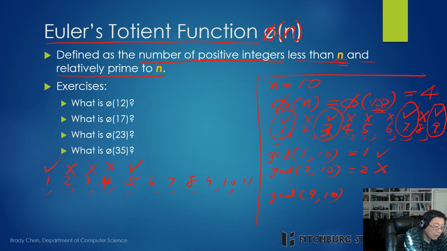Okay. 6 and 12, no, because 6 is a common factor. So they are not relatively prime. 7 and 12, they are relatively prime. 8 and 12, yes or no? No. 9 and 12, no, because they have a common factor 3, right? 10 and 12, they have a common factor 2. So 11 and 12, yes. So I find 1, 5, 7, 11. So that's also 4.